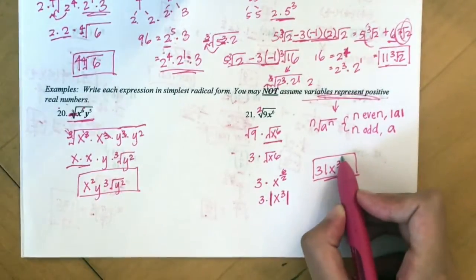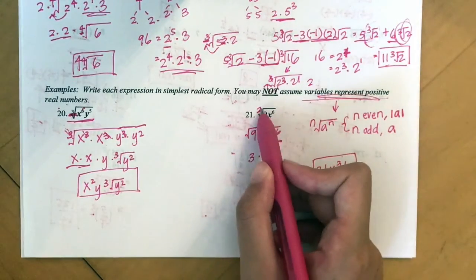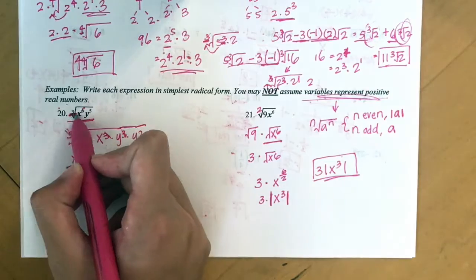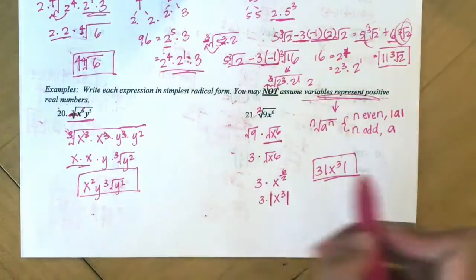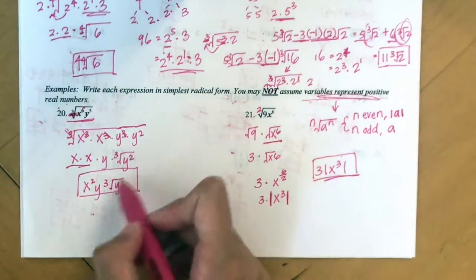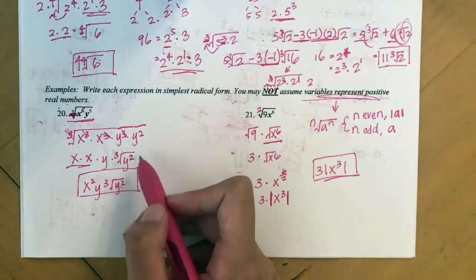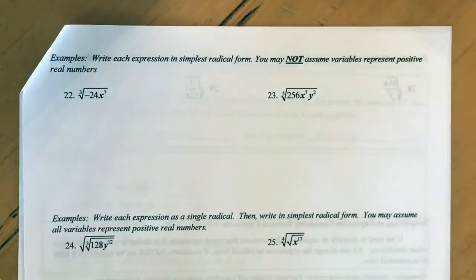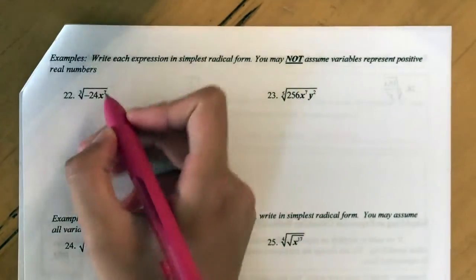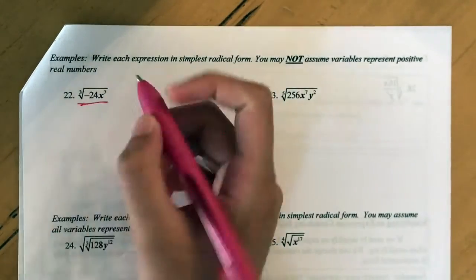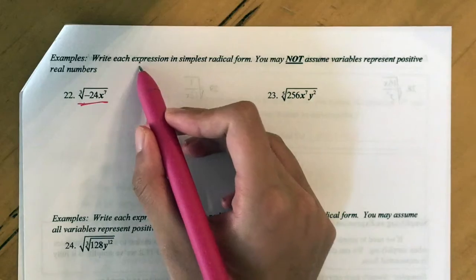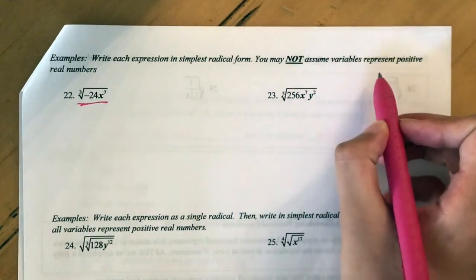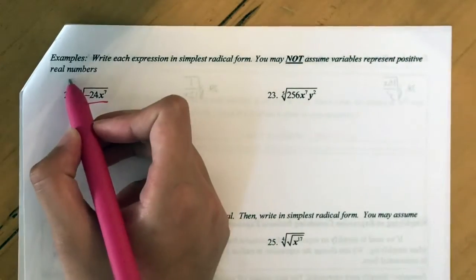And this only happens when the index root is even. So if it's odd, like in this case, then we don't need to write any absolute value bars around the variables. Now let's look at more examples. So for 22, we're given this expression, and we need to write each expression in simplest radical form, and we may not assume variables represent positive real numbers.